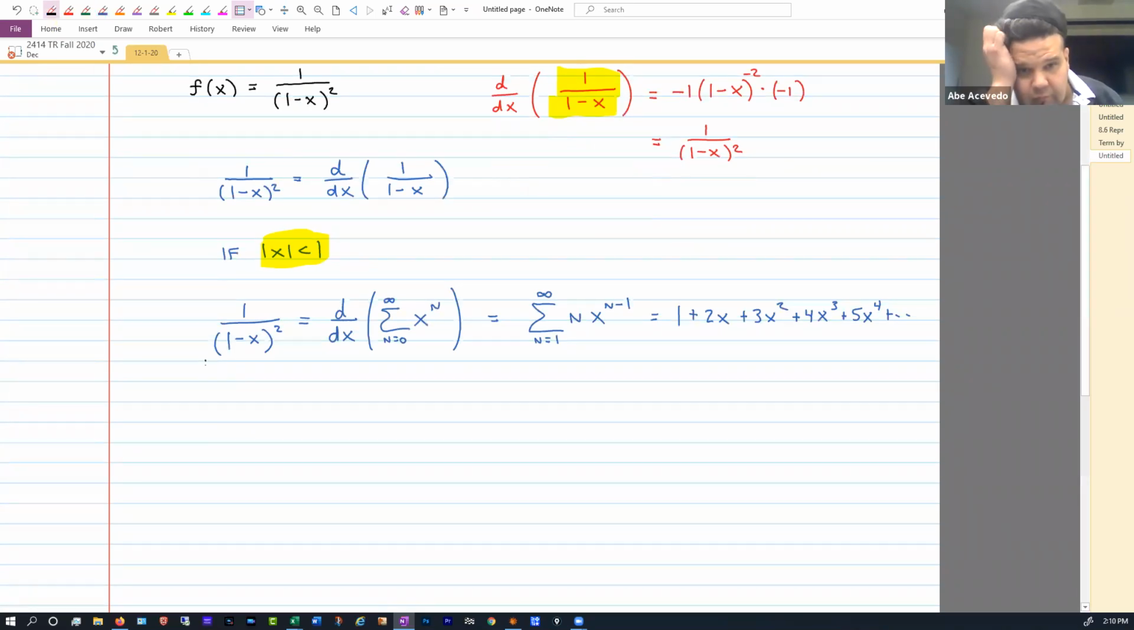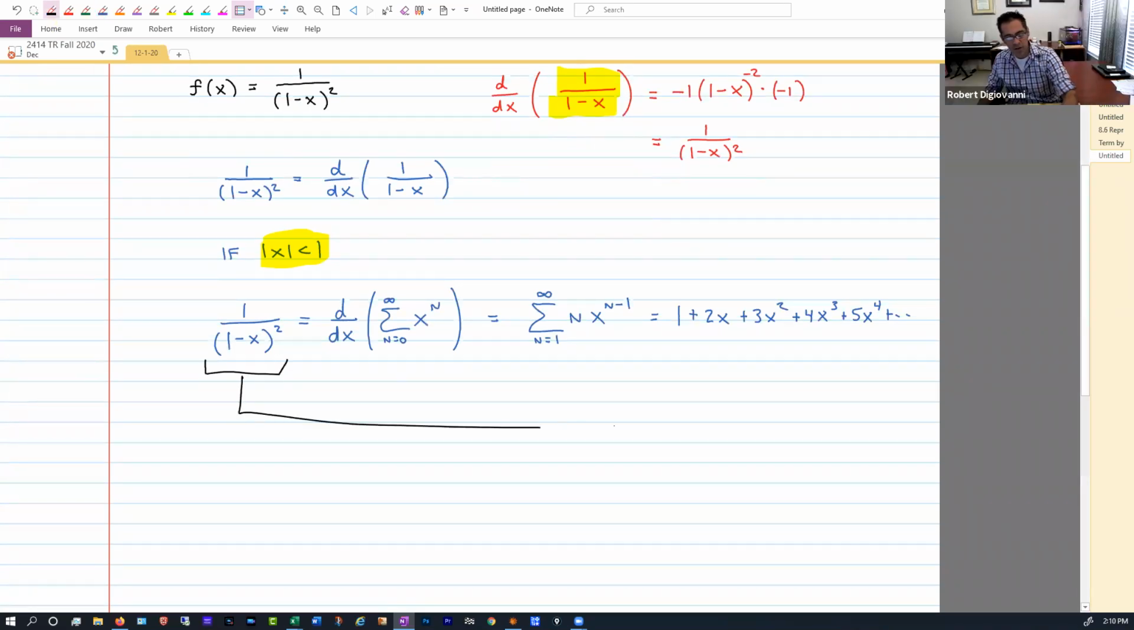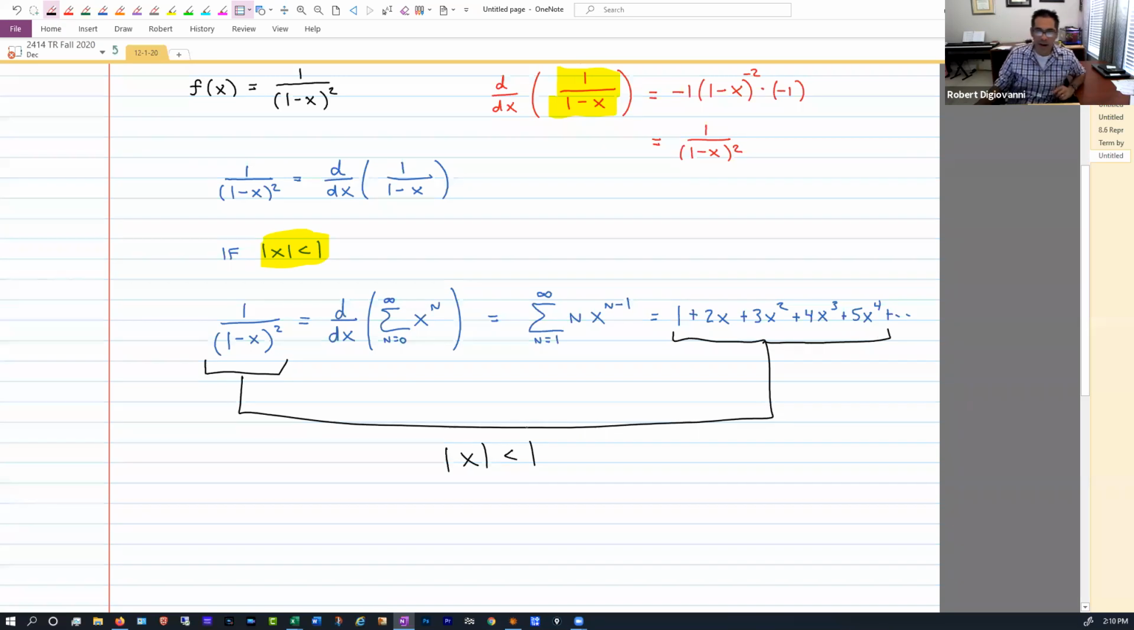We are saying that this function right here should be equal to that function right there, so long as the absolute value of x is less than 1. So if I go to Desmos right now and graph this function and then graph this series, they should match up inside that little interval between -1 and 1.